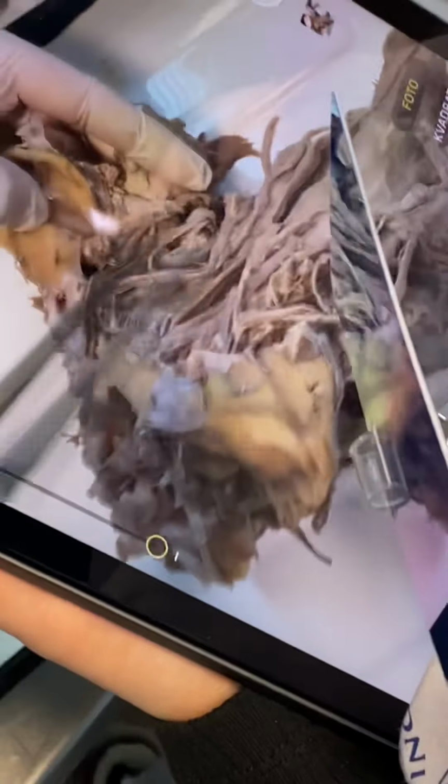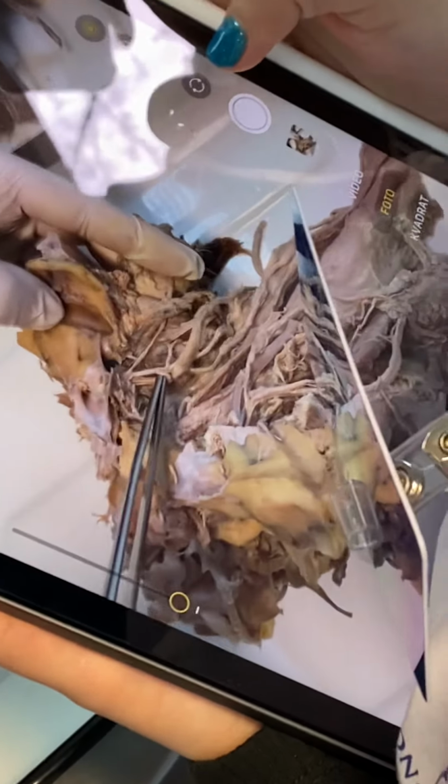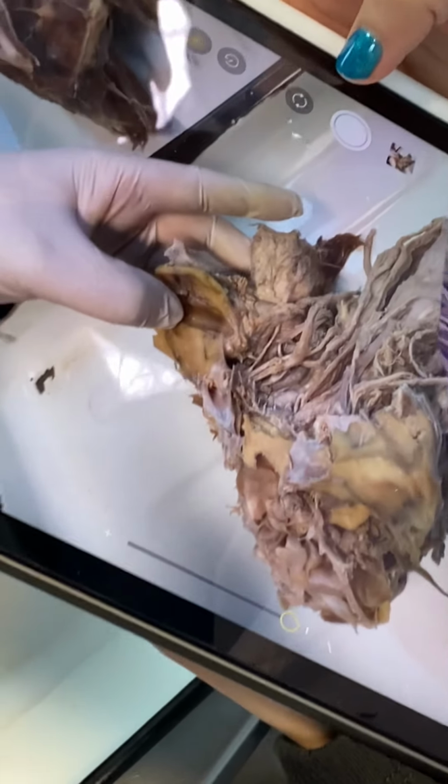Anyway, so we can see how the accessory splits into two branches, and one of them joins the vagus and the other goes to the sternocleidomastoid muscle.